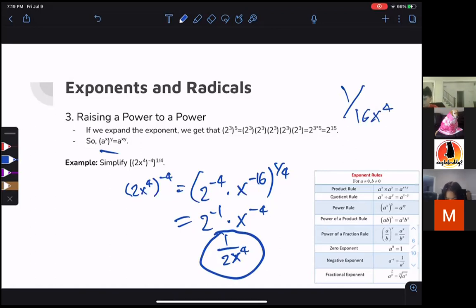This is if this had been like 2x to the fourth negative 4, then it would have been different, right? Because then the 2 would also have the extra exponent. So those of you who said this are correct. I think that was the right answer that I got.